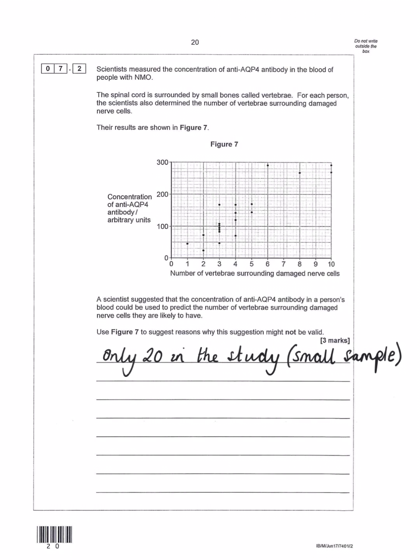Looking at figure 7, for some of the concentrations of antibody, there is a range in the number of vertebrae surrounding the damaged nerve cells. So for example, highlighted here in yellow, this graph suggests that for one given concentration of anti-AQP4 antibody, there were in fact 3, 4, or 5 vertebrae surrounding the damaged nerve cells. This variation suggests that there is a weak correlation between antibody concentration and the number of vertebrae surrounding damaged nerve cells.